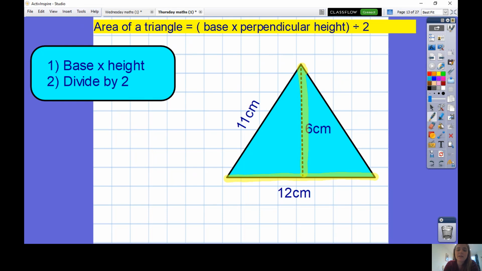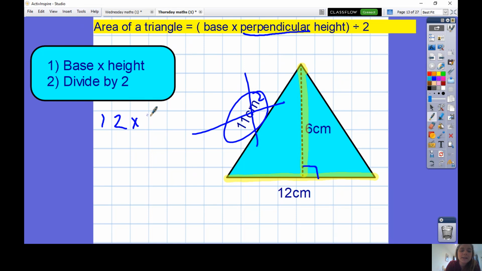So that's the number one trap that you might fall into. This piece of information has been put here to trap us, and we're not going to fall in that trap. The base times the perpendicular height. It must have a right angle. So I'll do 12 times 6, which is equal to 72, and then I'm going to do 72 divided by 2. However you'd use that method, however you solve that, whether with the bus stop or with a mental method, make sure you're being accurate. I'm going to use a mental method. Half of 70 is 35 and half of 2 is 1, so my answer will be 36. Don't forget your unit of measurement, centimetres squared, because this is area.